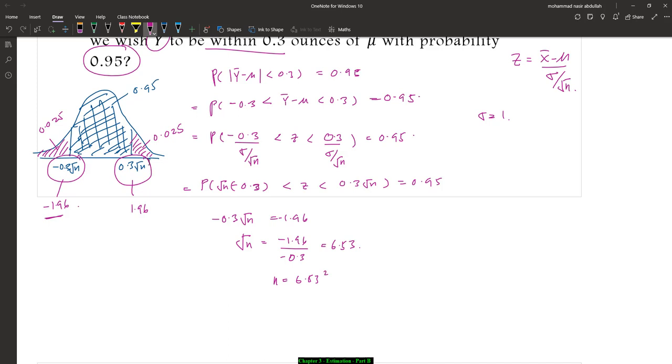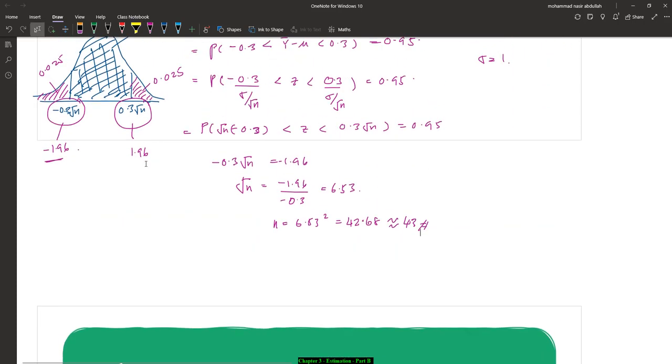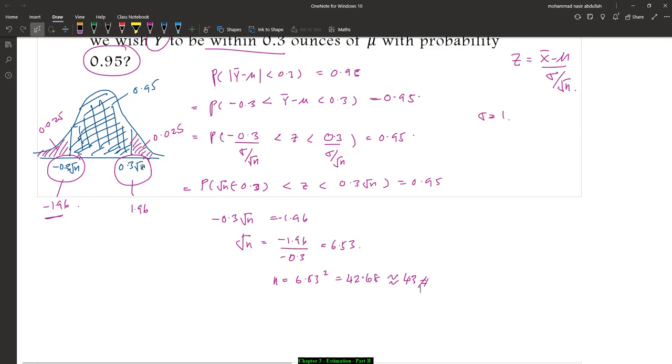You square this one. Should be equal to 42.68, and the sample size will be 43. Okay. Any questions so far?